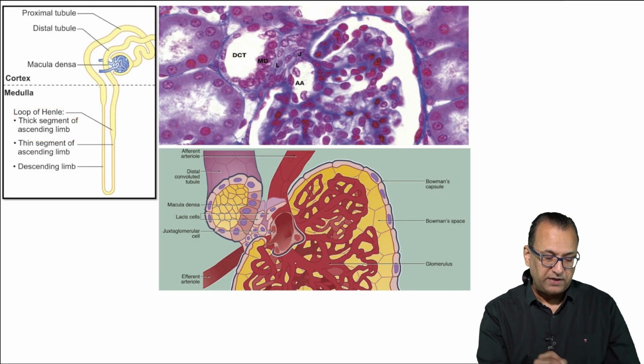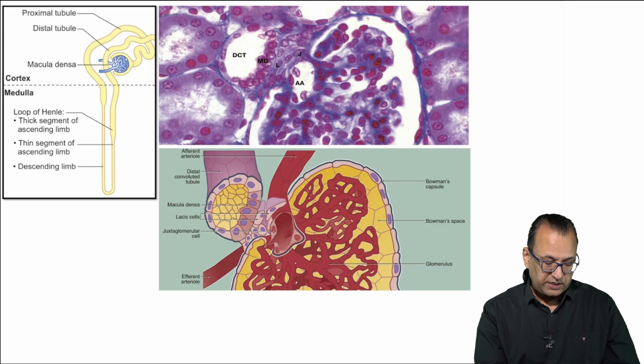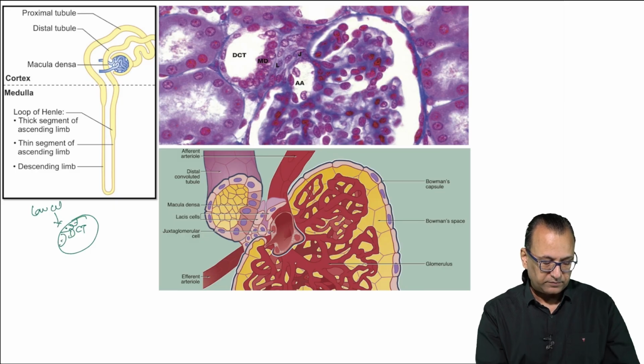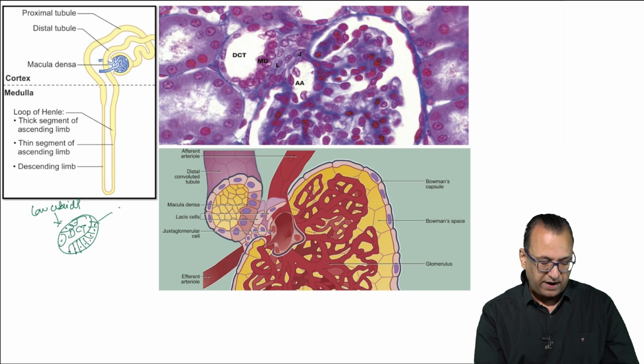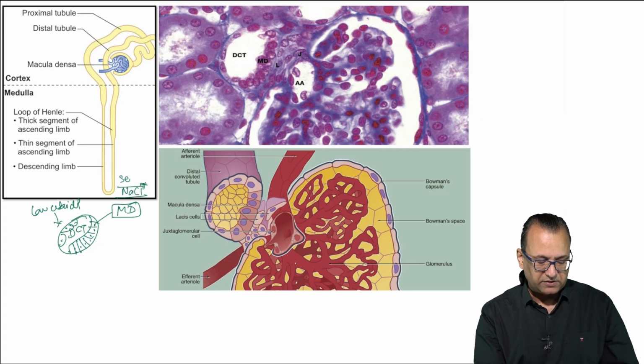Let me draw the three cells of the juxtaglomerular apparatus. Number one, you should draw the DCT, the distal convoluted tubule. In the distal convoluted tubule, normally we said it will be low cuboidal cells. But these low cuboidal cells at the juxtaglomerular apparatus will become columnar cells, densely arranged columnar cells. That is why they are called macula densa. They are looking for sodium chloride sensation, meaning they are sensors for whatever sodium chloride is there in the lumen of the DCT.